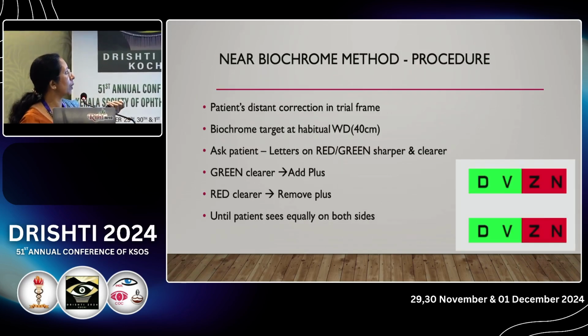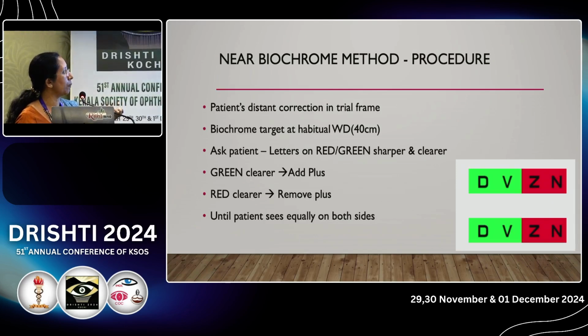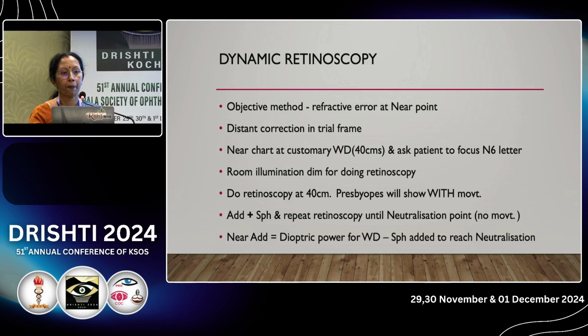So, the patient will wear the distant correction in the trial frame. The bichrome target is held at the working distance of the patient for near correction, and ask the patient whether the optotype on the red or green is sharper and clearer. If green is clearer, you add more plus, and if red is clearer, you slowly decrease the amount of plus present until the patient sees equally on both sides, which is the near add required for the patient.